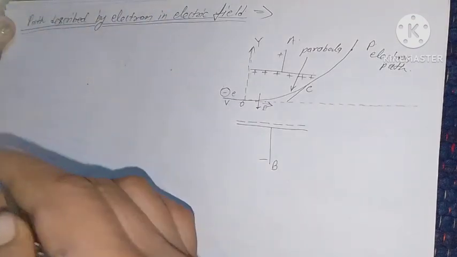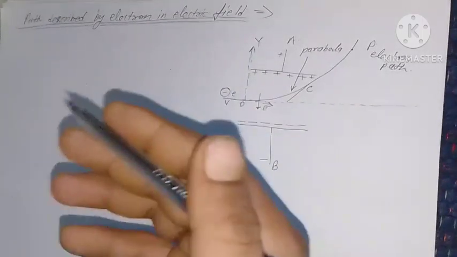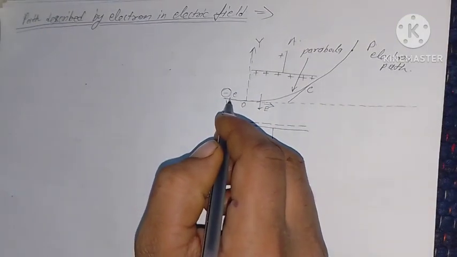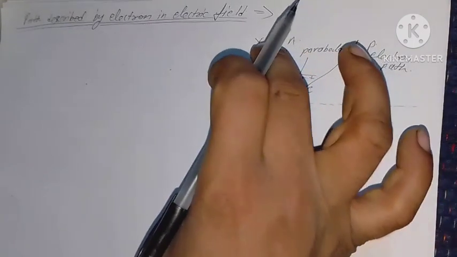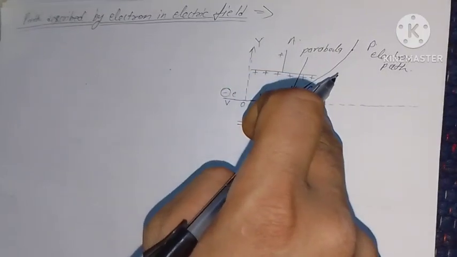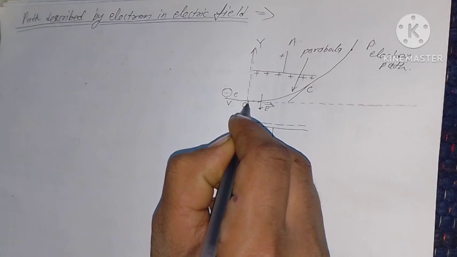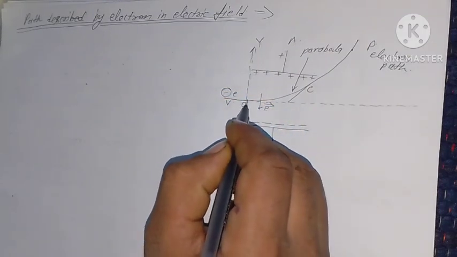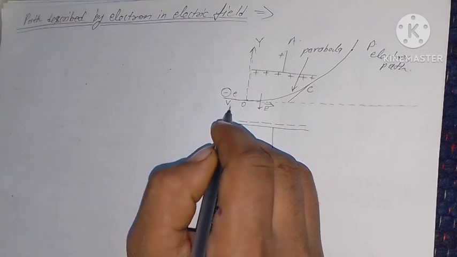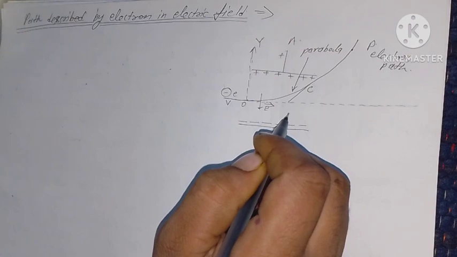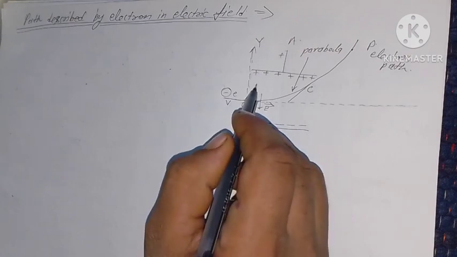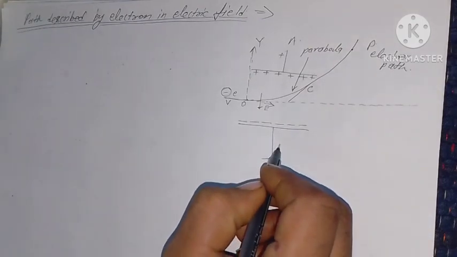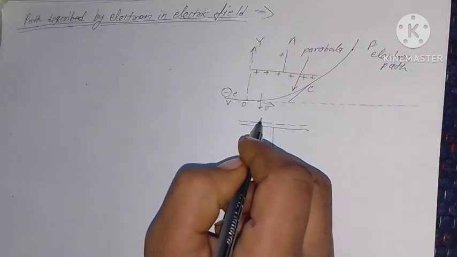Path described by electron in electric field. Suppose a beam of electrons, each of mass m and carrying a negative charge minus e, is entering the uniform electric field E at point O with velocity v in a horizontal direction. The electric field is directed from plate A, positive, to plate B, negative, acting at right angles to v.